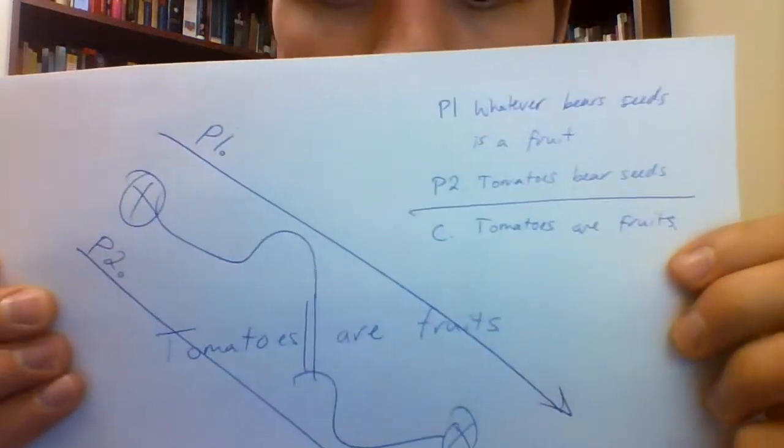I'm going to put the argument up here. The first premise, and we need to add a quantifier, which you're going to learn about in chapter 6, but we need to add the quantifier, which is a universal quantifier. We need to say whatever. So the first premise is going to go whatever bears seeds is a fruit. Second premise is tomatoes bear seeds. Okay. Therefore, tomatoes are fruits. Okay, so here's the argument.